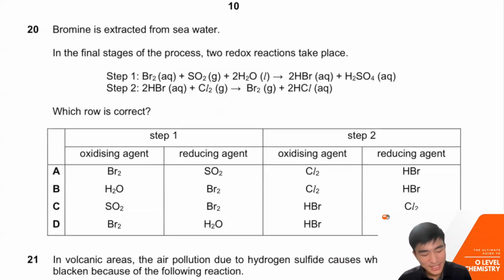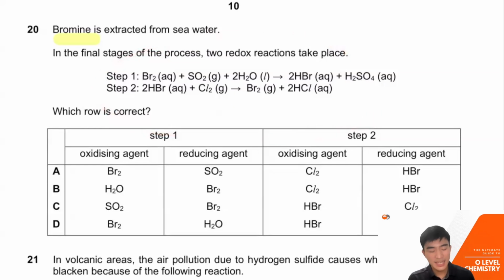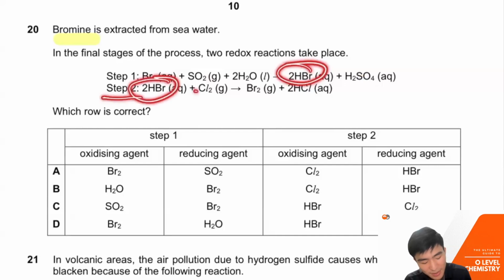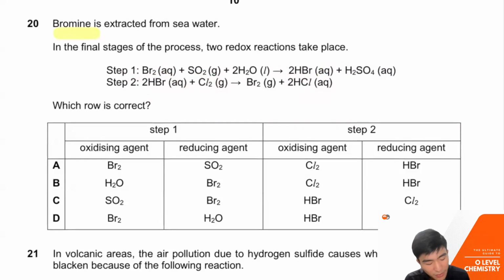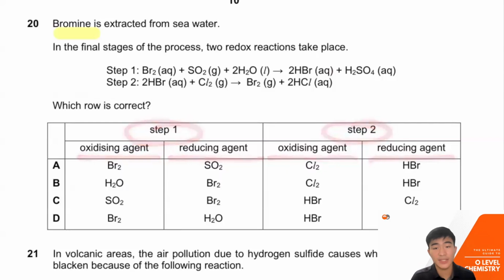Now, bromine is extracted from seawater. They are telling you that there's this extraction process that looks like this. It is a redox process. First step, where I have bromine that is reacted with sulfur dioxide and water to give you HBr and sulfuric acid. Then in step number 2, this HBr is going to react with chlorine to give you bromine and HCl. So which role is correct? They are asking us in step number 1, which is the oxidizing agent, which is the reducing agent. Step number 2, which is the oxidizing, which is the reducing.